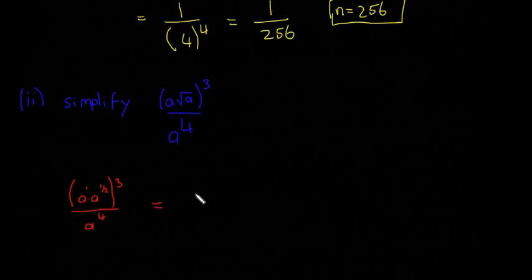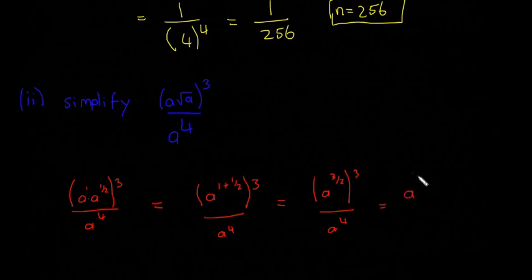So that's going to be the first rule of indices. That's a to the power of 1 plus a half, all cubed, over a to the power of 4. A to the power of 1 plus a half is a to the power of 3 over 2, cubed, over a to the power of 4. Now the top, a to the power of 3 over 2 cubed, is going to be a to the power of 3 over 2 times 3, over a to the power of 4. Remember, that's the third rule.